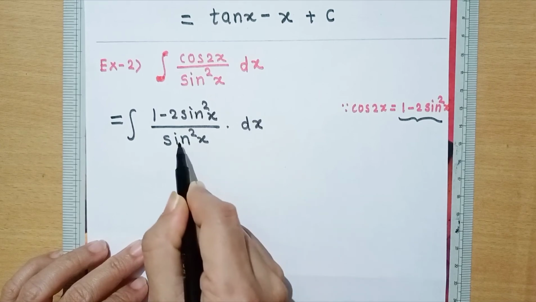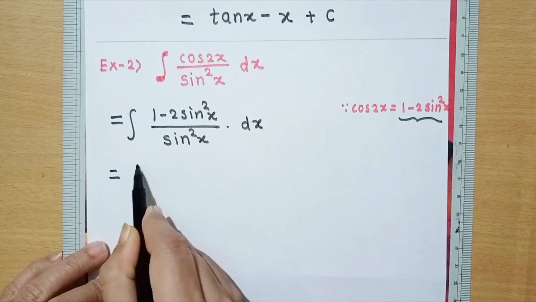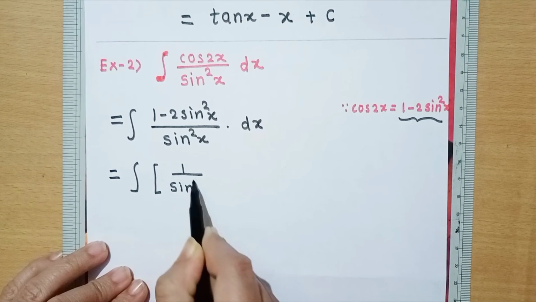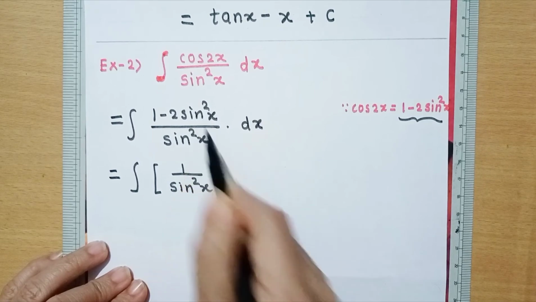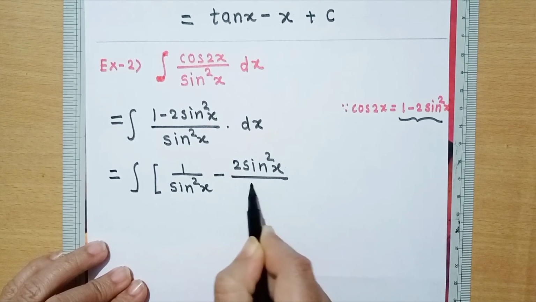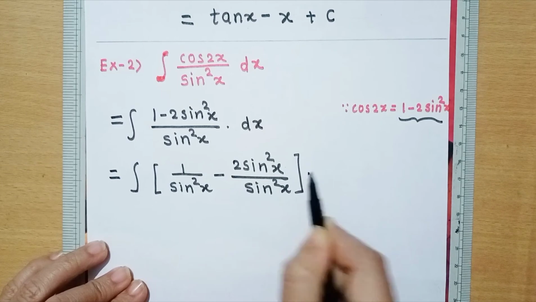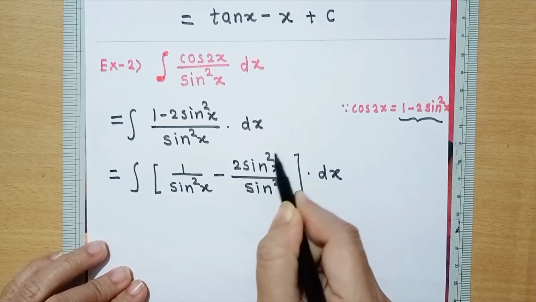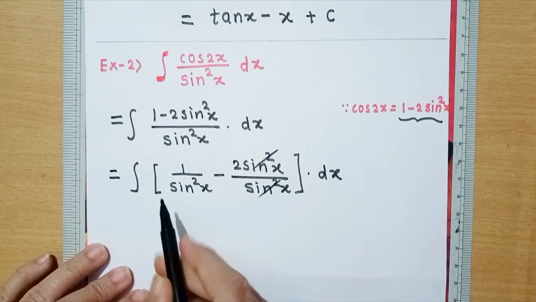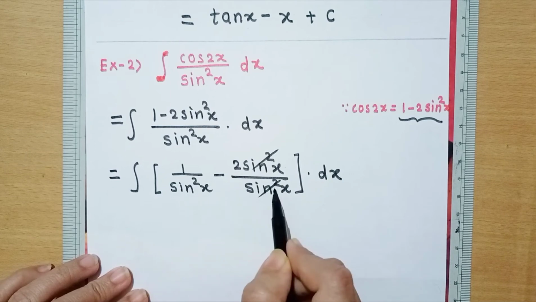Now divide by sin square x separately for these two terms. So we have again integration of 1 upon sin square x minus the second term, 2 sin square x upon sin square x. This bracket is complete. Write down here dx. Now the sin square x upstairs and downstairs gets cancelled. Now write the integration symbol separately for this and this.